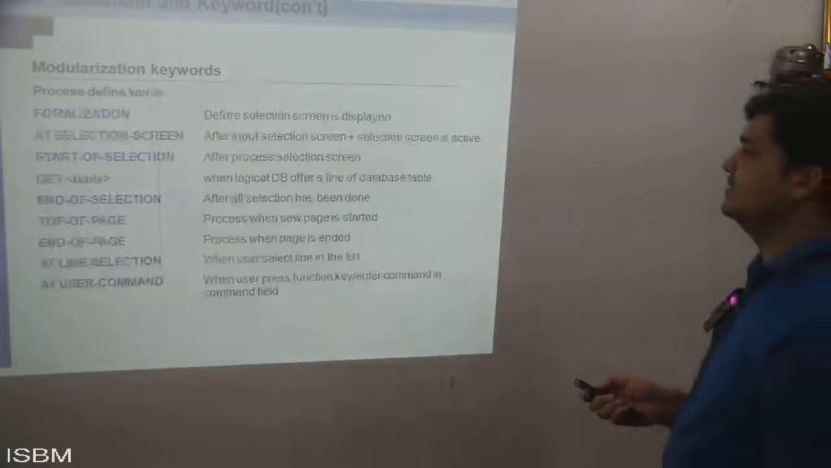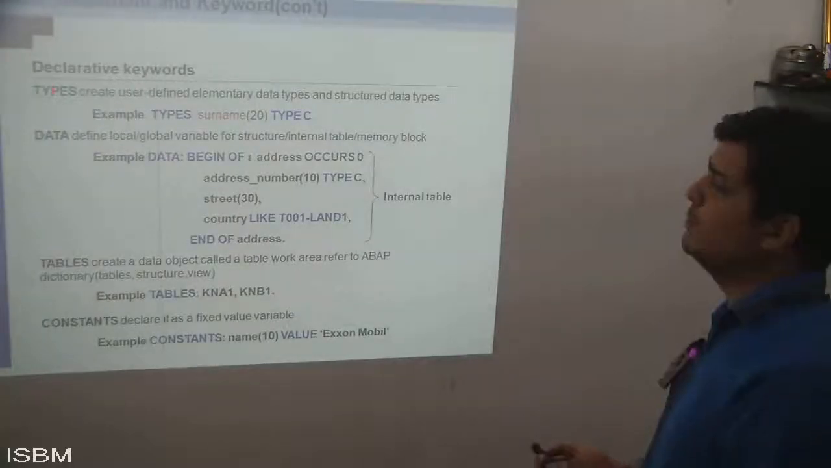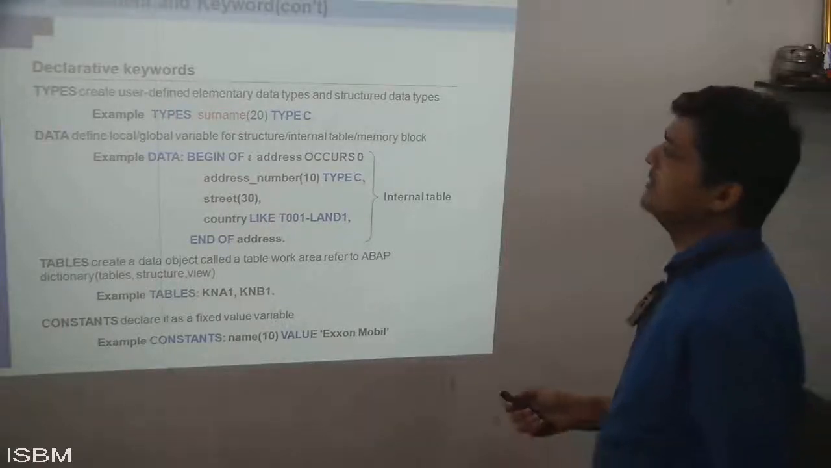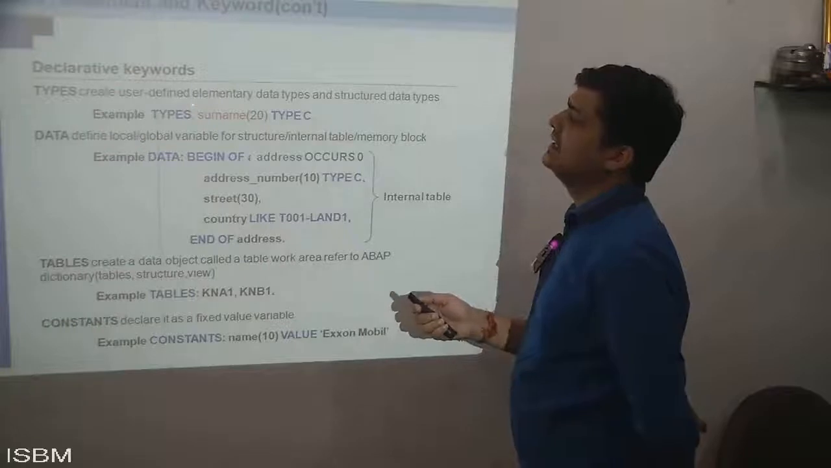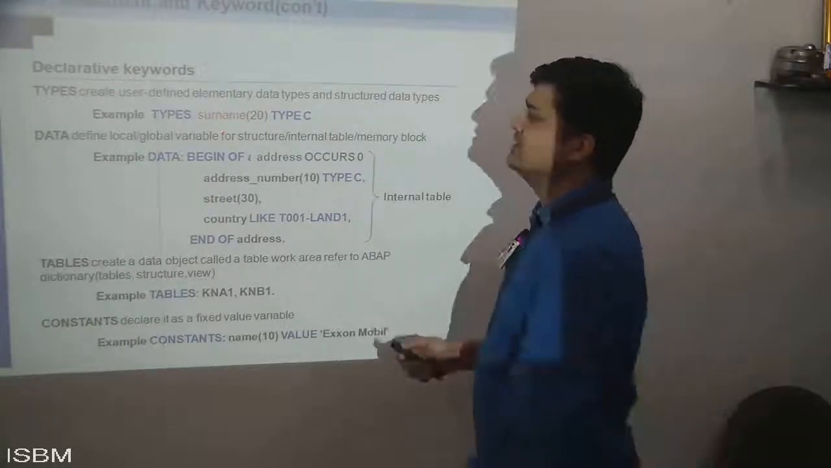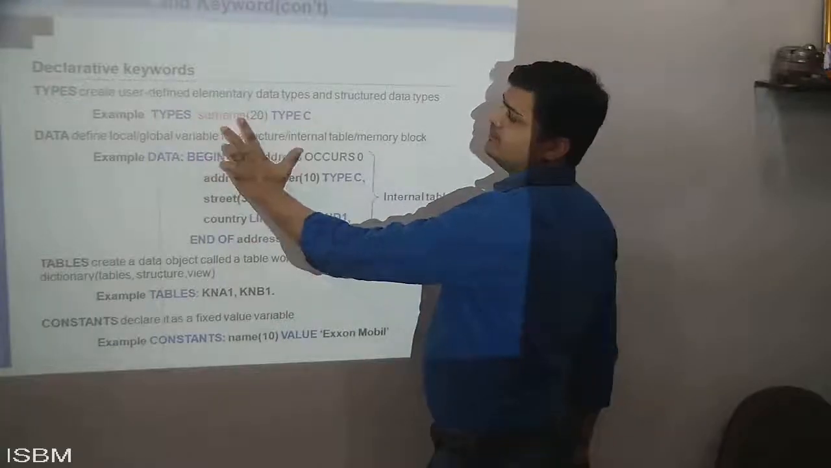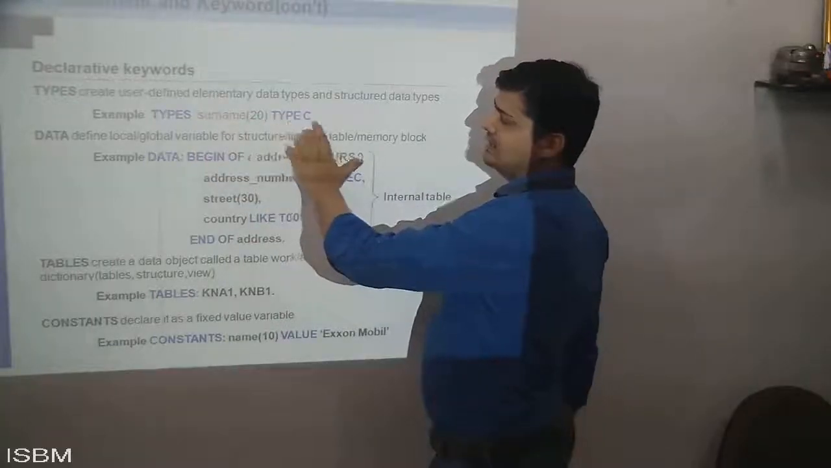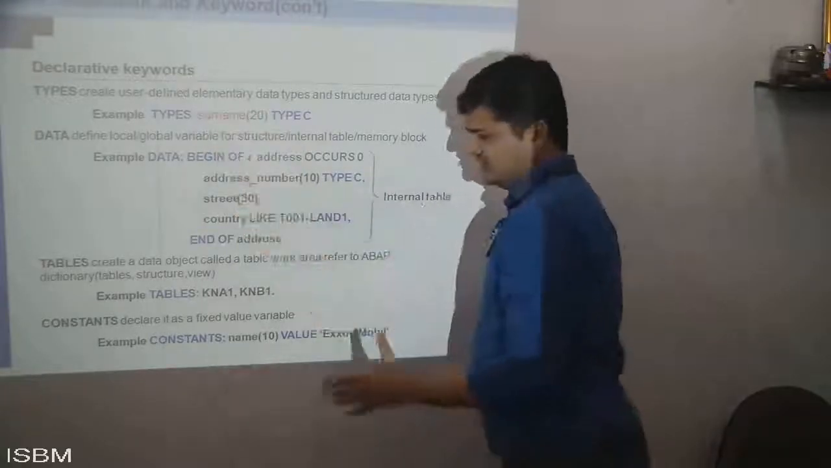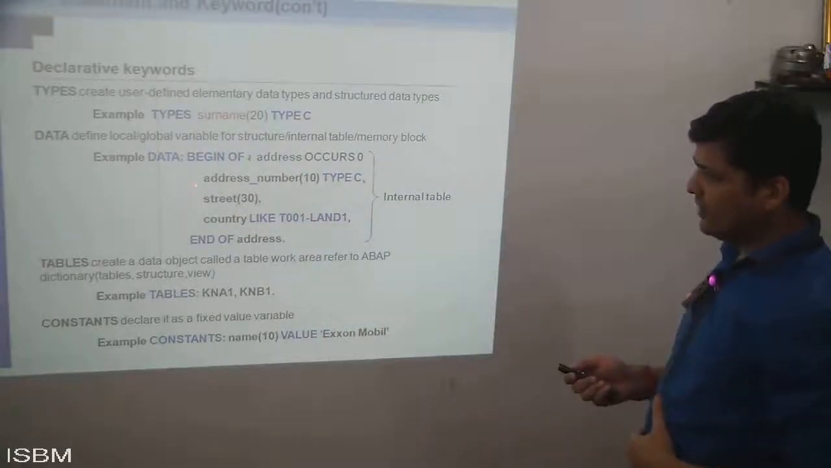Then we have learned this. Suppose this is a declarative keyword. It shows how to declare your data. We have types, to create user defined elementary data types and structured data types. Just like this is the type, this surname is 20 characters. Type C stands for character. So this is the way we are declaring a variable.